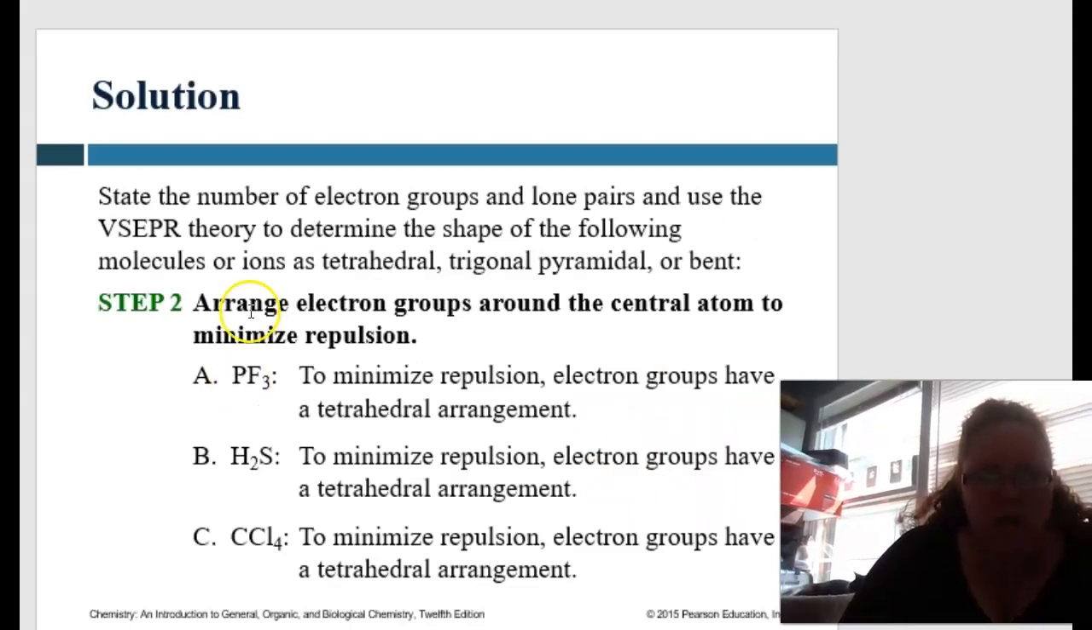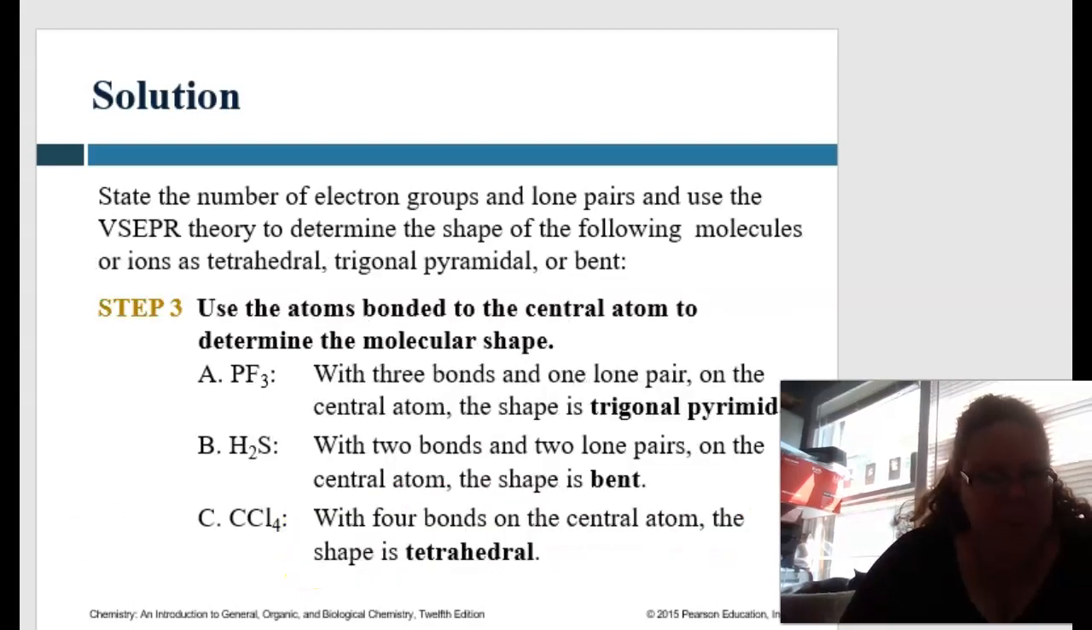All right, and then we are going to arrange the electron groups around the central atoms. So to minimize repulsion, the electron groups have to have a tetrahedral arrangement. To minimize repulsion, the groups have to have a tetrahedral arrangement. And then to minimize repulsions, the electrons have to have another tetrahedral arrangement.